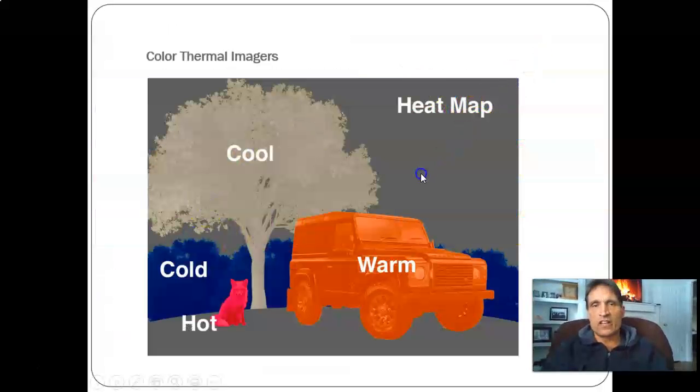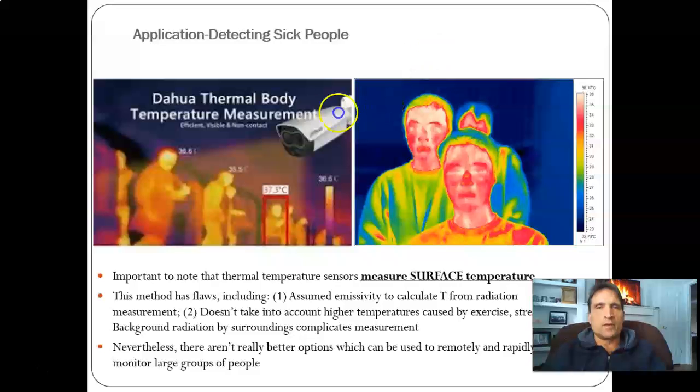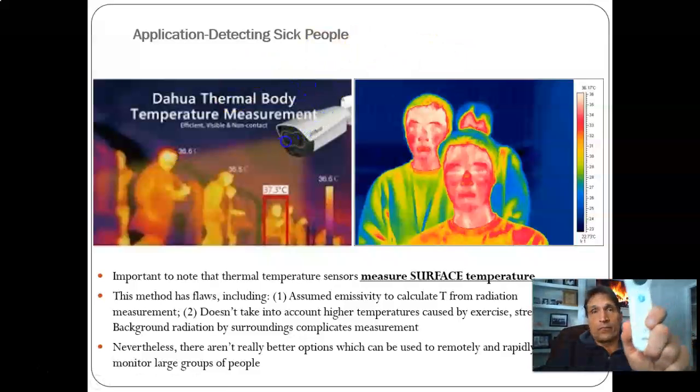And here's some more examples. Basically, again, this is just a heat map of a scene. Here's for body temperature measurements. These are being used now, especially with COVID, to detect people with fevers. So again, if you have a fever, you're going to be at a higher temperature. You're going to emit more infrared radiation, and the thermal imager here, or just a simple infrared thermometer, can use that amount of radiation to get temperature.